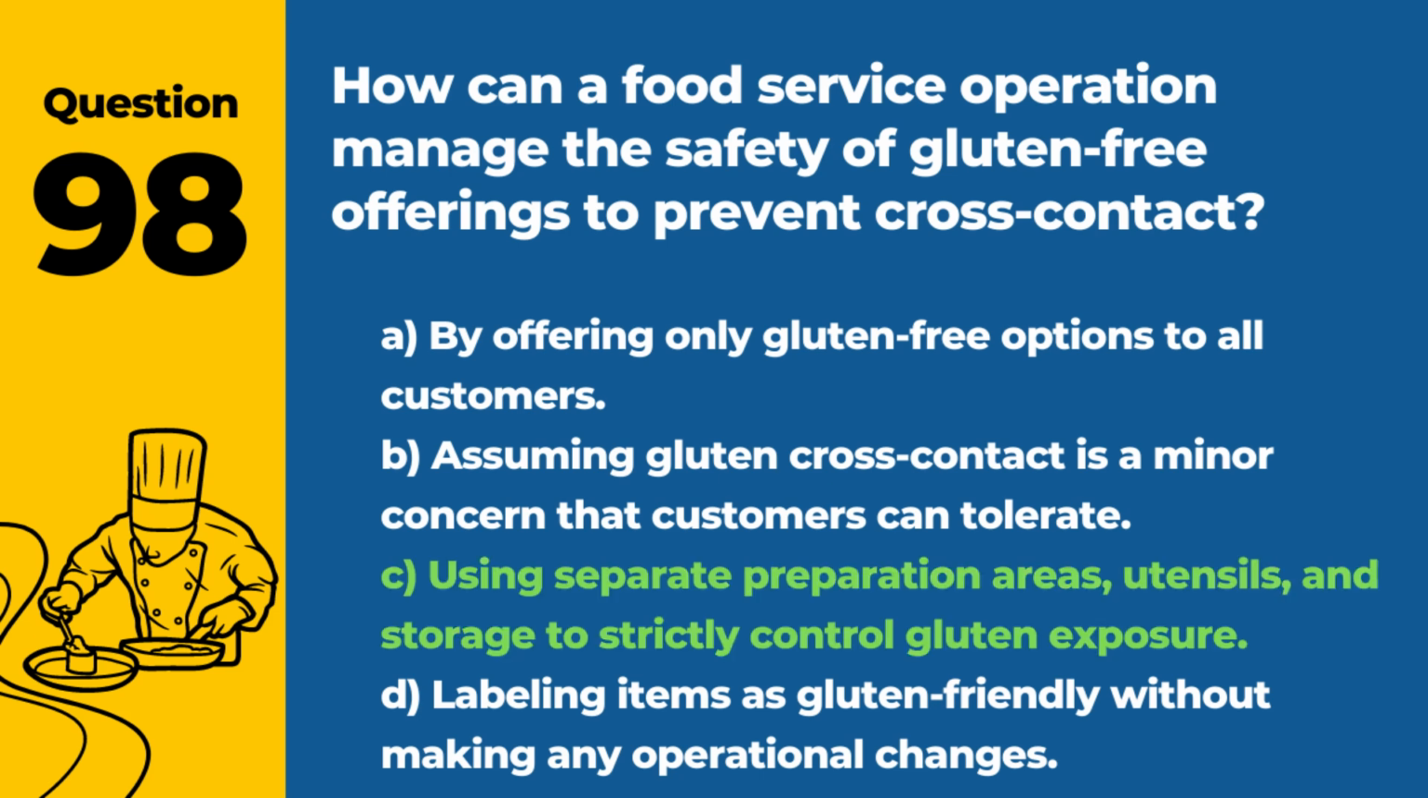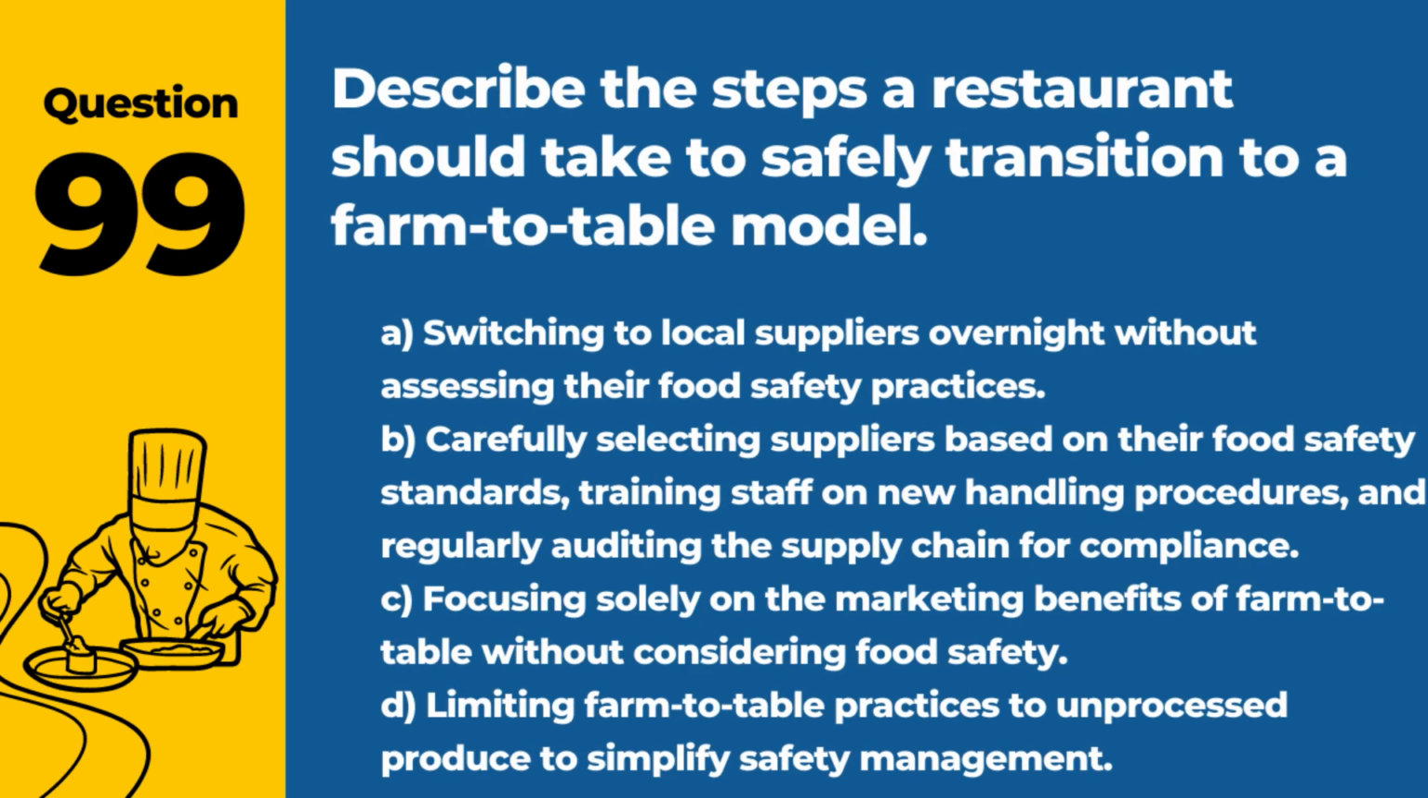Answer: C. Using separate preparation areas, utensils, and storage to strictly control gluten exposure. To safely offer gluten-free options, it's essential to implement dedicated spaces and practices to prevent cross-contact with gluten-containing ingredients. Question 99. Describe the steps a restaurant should take to safely transition to a farm-to-table model.